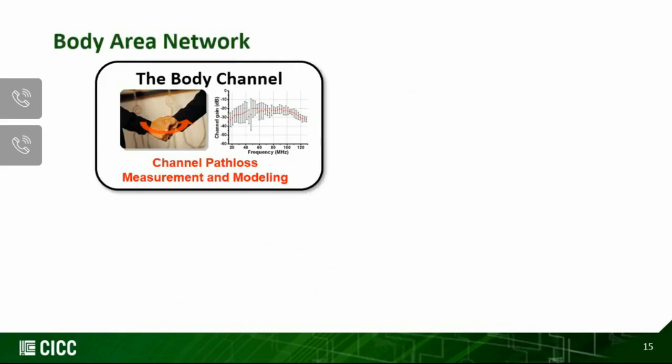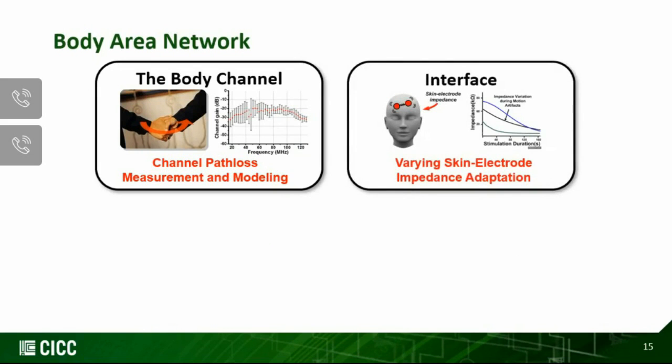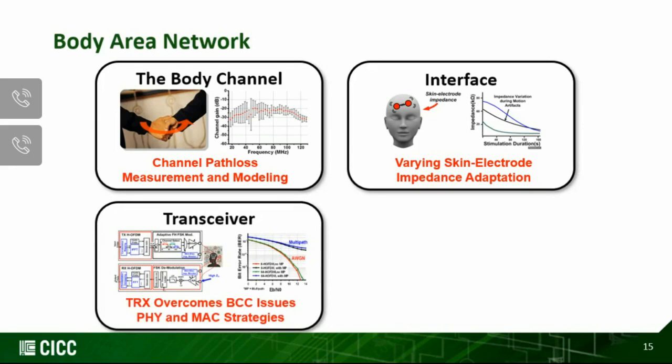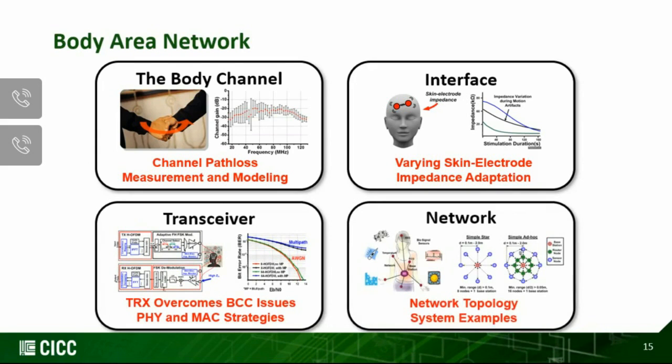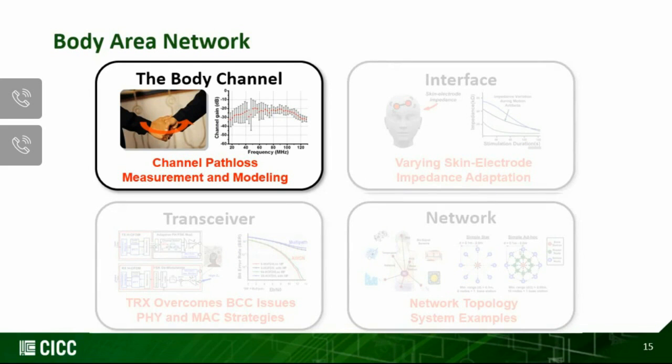With that in mind, I have split this tutorial into 4 sections. The first is the channel itself for the capacitive coupled body coupled communication. The second is the interface between skin and electrode, which results in the varying skin electrode impedance, and how to overcome or mitigate such variance. The third is the transceiver design that's suitable to the BCC, and also network, which will form the body area network out of BCC. So let's move on one by one. The first is the body channel.